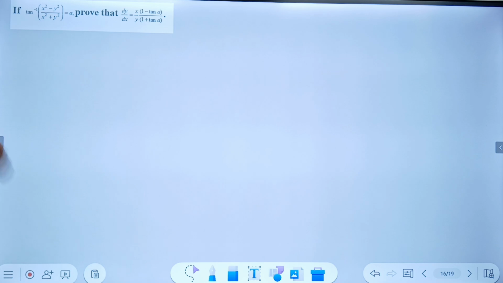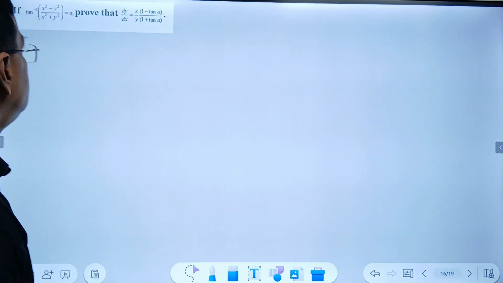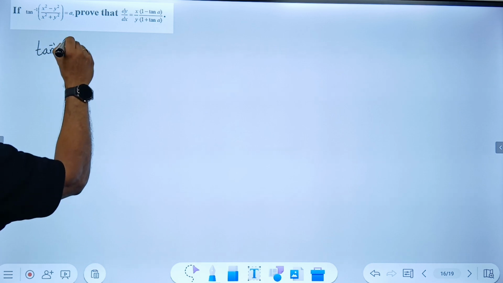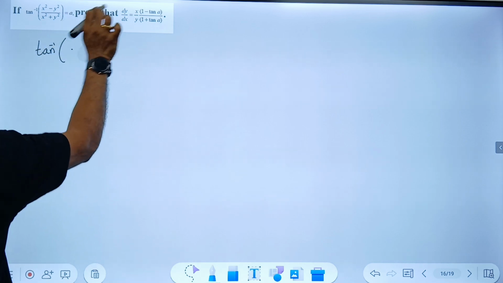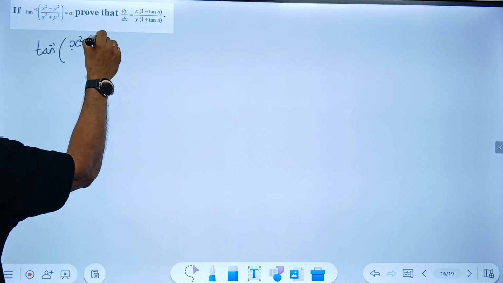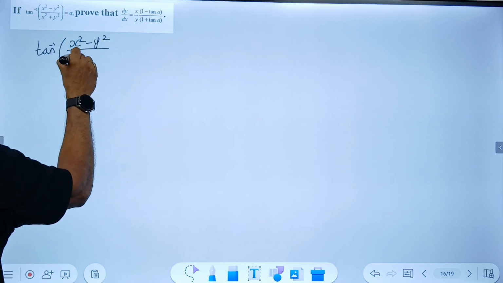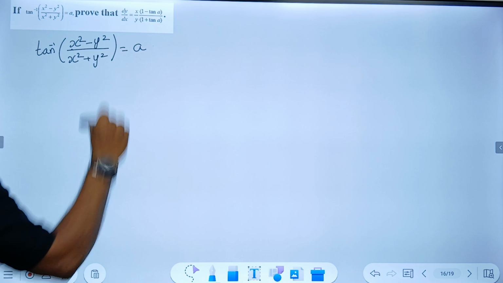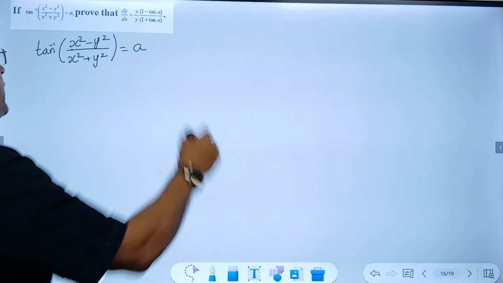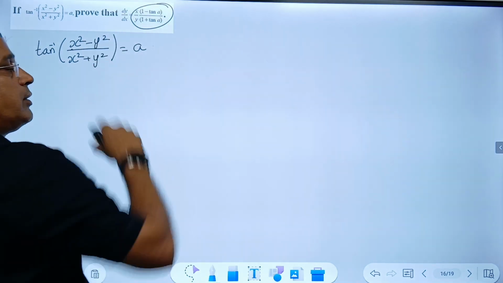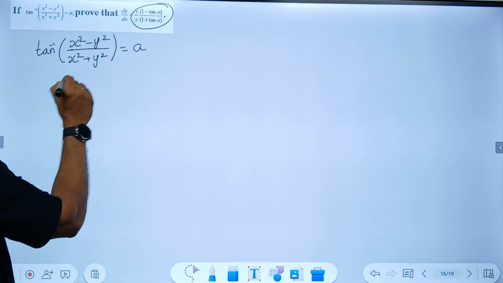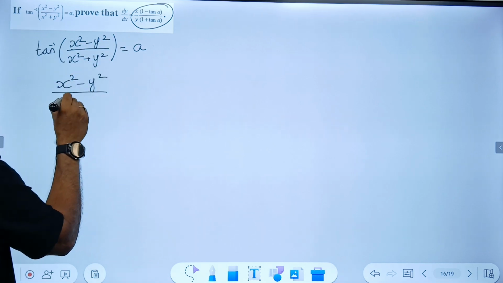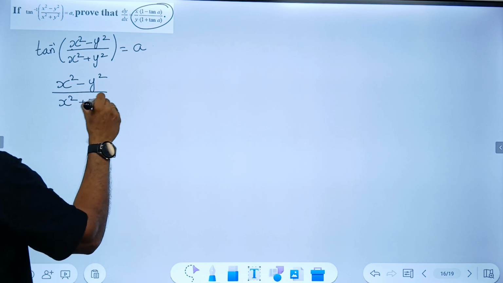Now, another very, very important type of question. Watch this. This is tan inverse of x square minus y square divided by x square plus y square equal to a. Now if you watch the answer carefully, your answer is having tan a in it. So what I will do, I take tan this side. So x square minus y square divided by x square plus y square equal to tan a.